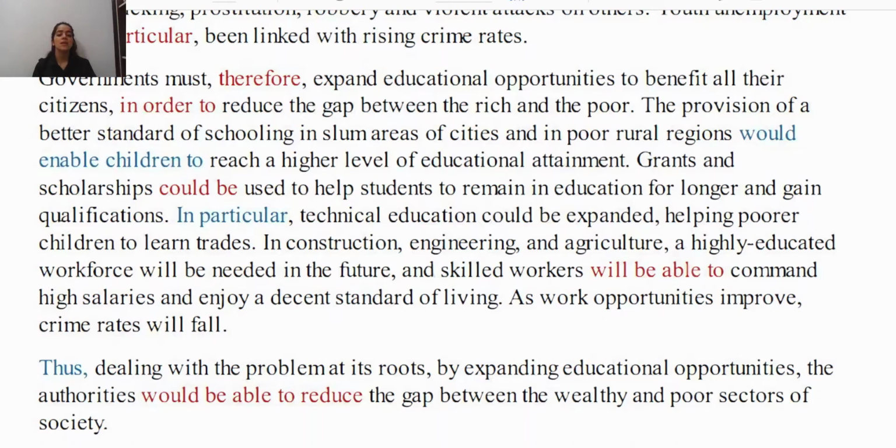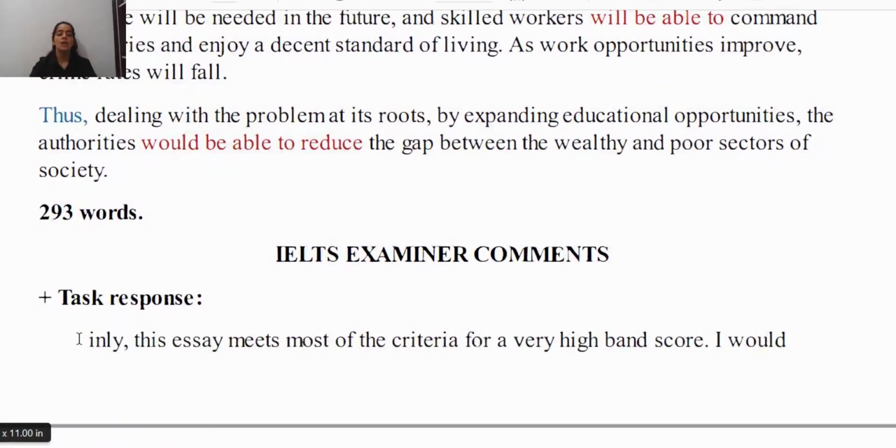So the last things that I want to mention is about phrases. Command high salaries, enjoy a decent standard of living. These are just examples, but the paragraph is filled with less common vocabulary, which are completely topic-based. So let's move on and talk about the last paragraph, that is our conclusion.